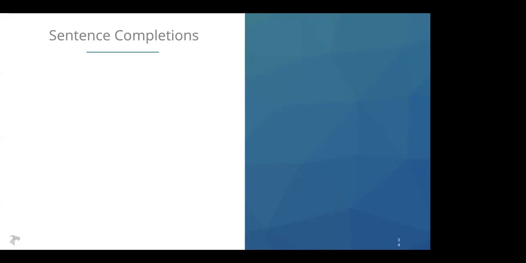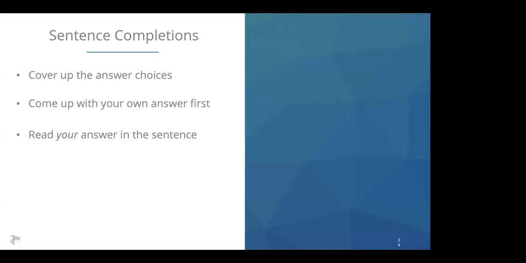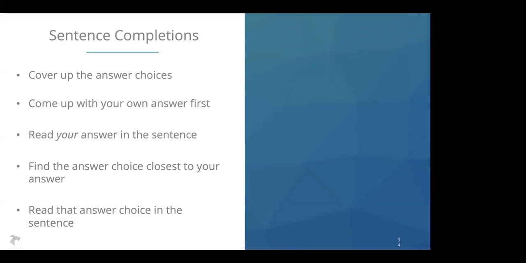The second part of the verbal reasoning section consists of sentence completion questions. Similar to the synonym questions, you'll want to start by covering up the answer choices and coming up with your own answer first. Then you'll want to read your answer in the sentence to make sure it makes sense. Next, find the answer choice that is closest to the one that you came up with. And finally, read the answer choice in the sentence to make sure it's correct.